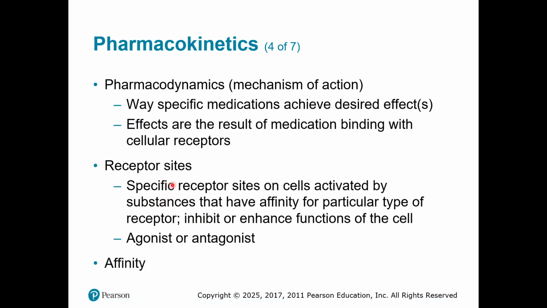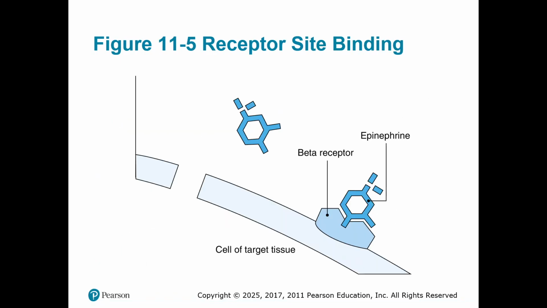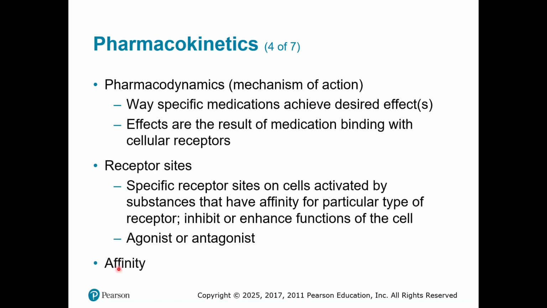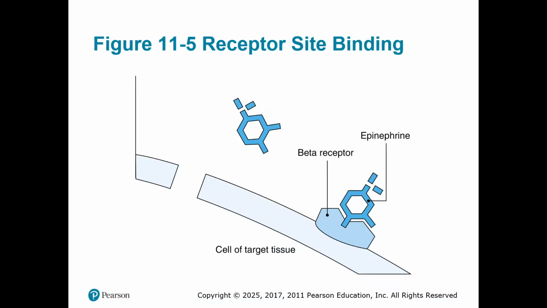When we talk about receptor sites, specific receptor sites on cells are activated by substances that have an affinity for a particular type of receptor, and inhibit or enhance functions of that cell. That would make it like an agonist or an antagonist. Or they could have an affinity to the drug, right? It means it loves it. So either loves it or hates it. It's either going to block it or accept it.